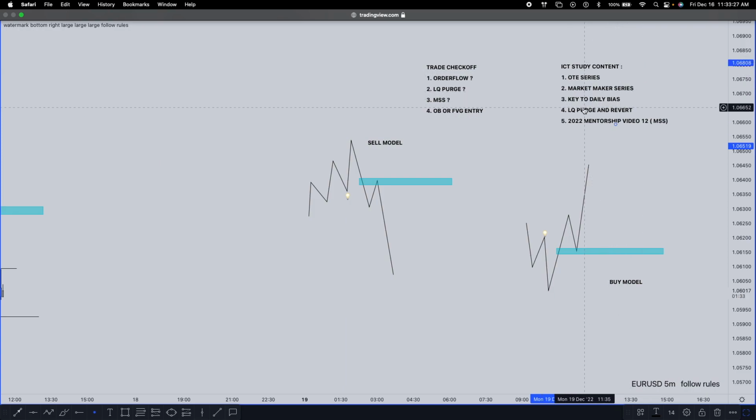The fourth video that I watched is going to be the liquidity purge and revert video. This video here specifically taught me about when price is running liquidity, what to look for after that. Pretty much, when price runs liquidity, look for a market structure shift, or look for price to rebalance itself. So let's say price ran buy side liquidity, now look for price to change directions and go for sell side liquidity. So that video, liquidity purge and revert, taught me that.